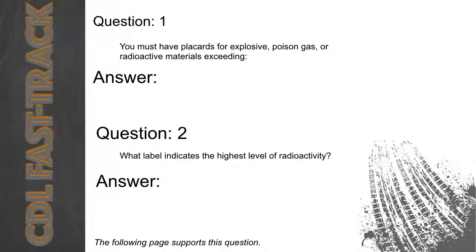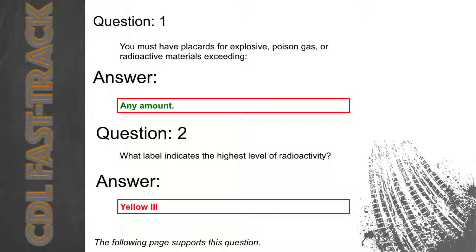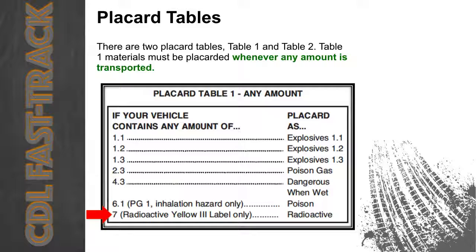You must have placards for explosive, poison gas, or radioactive materials exceeding. What label indicates the highest level of radioactivity? The placard tables. There are 2 placard tables, Table 1 and Table 2. Table 1 materials must be placarded whenever any amount is transported.